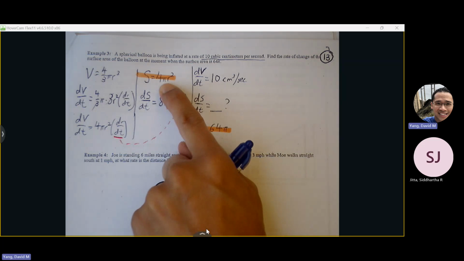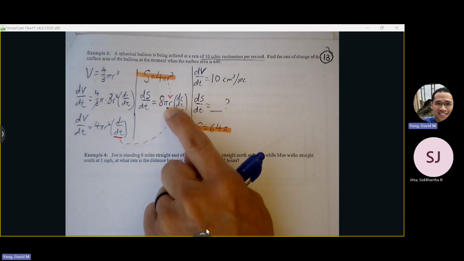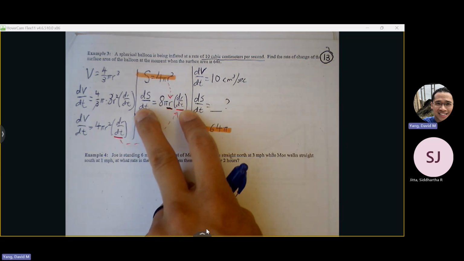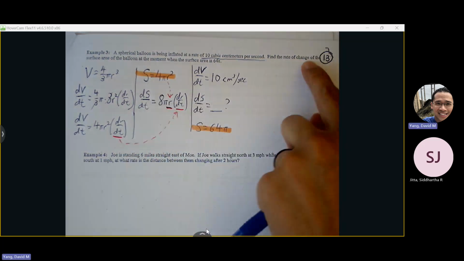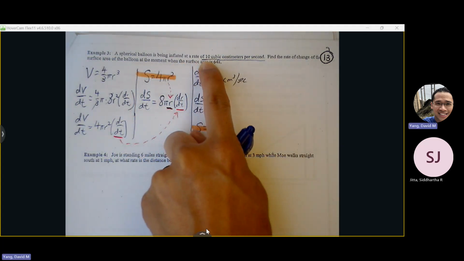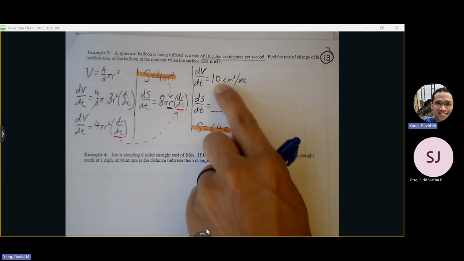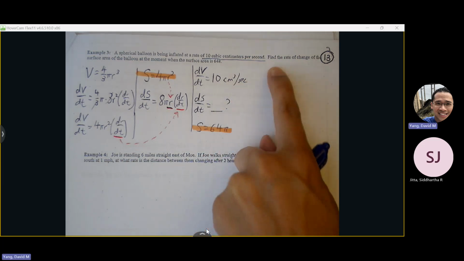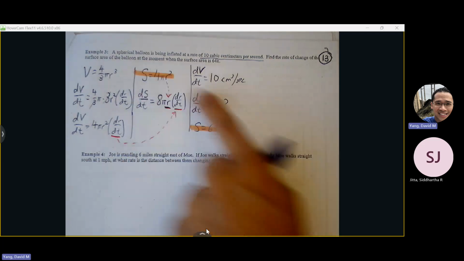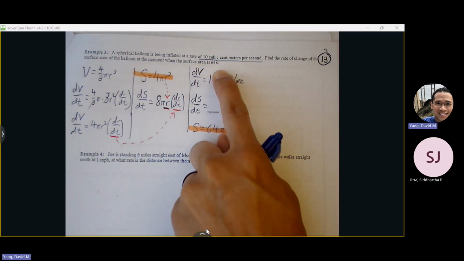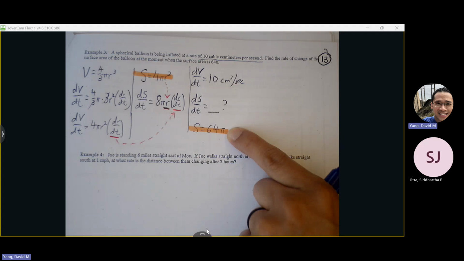Next up, surface area is 4 pi r squared. We find the derivative, that becomes 8 pi r dr/dt. That's my dS/dt. So the balloon is being inflated at a rate of 10 cubic centimeters per second. That's my dV/dt, 10 cubic centimeters per second, positive. Find the rate of change of the surface area. So I'm looking for dS/dt. At the moment when the surface area is 64 pi, so S is 64 pi.